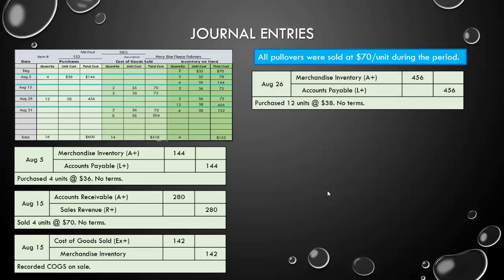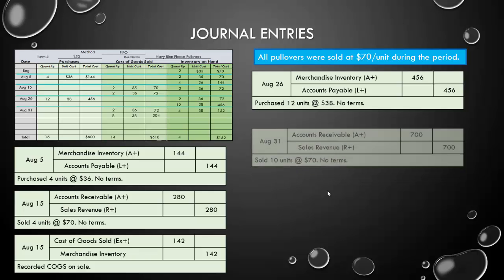On August 26th, when we made a purchase on account of inventory, we record it like we always do when we purchase inventory on account by debiting merchandise inventory and crediting accounts payable for the amount of the purchase, which our perpetual inventory record tells us is $456.